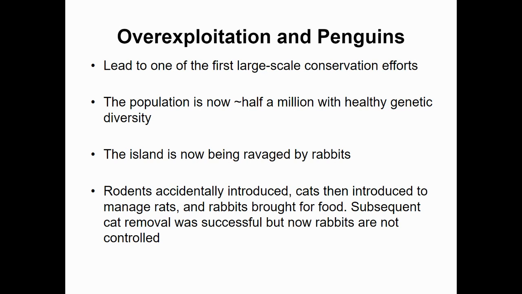However, as people were there conserving and also utilizing those resources, rats were accidentally introduced. Very successful invasive species. To control the rats in the area where rats aren't native, they brought cats. Cats did a great job of managing those rats, so rats didn't stay a problem. However, they also brought rabbits for food as they were doing that work. The cats have been removed, the rats have been removed, but now rabbits are out of control. So the overexploitation also led to continued damage from invasive species.